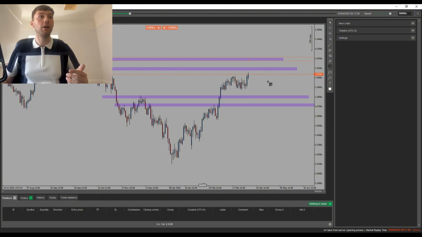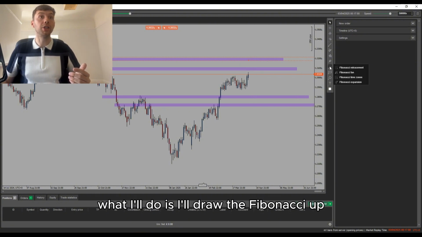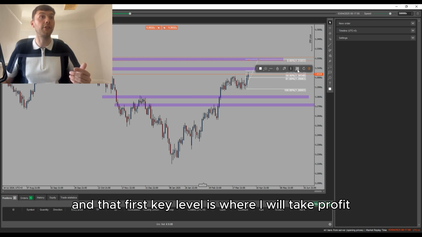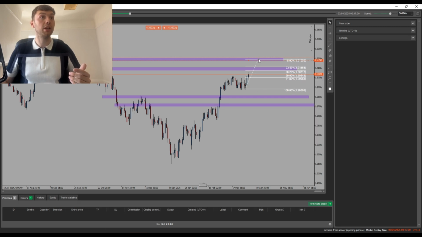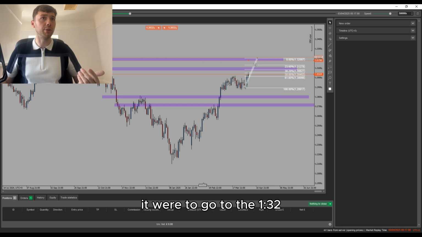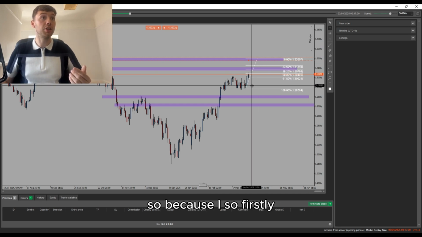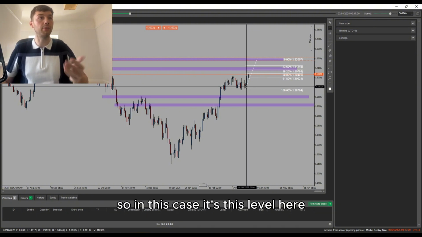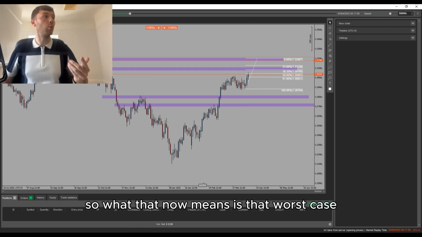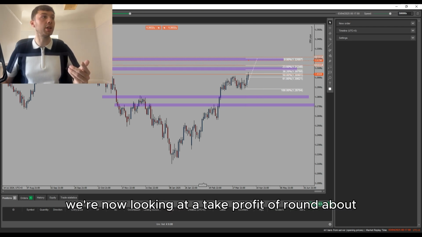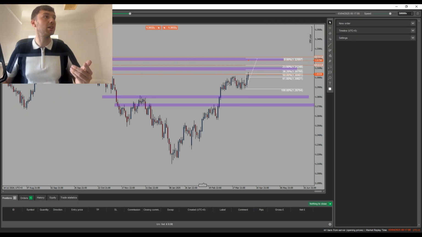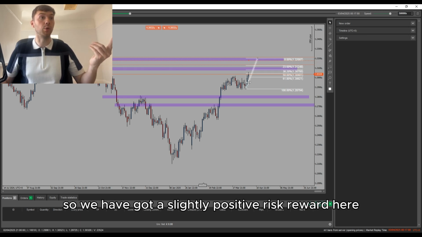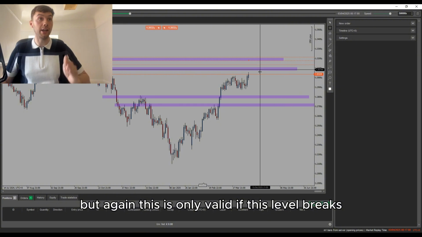Because this is the first area of struggle, I'll draw the Fibonacci up, and whichever comes first out of the 23 and that first key level is where I will take profit. Let's just say, for example, it were to go to the 1.32. Where you want to draw your fib levels is the very start of the move up. In this case, it's this level here. So worst case, we're looking at a take profit of round about 45 pips, 43 pips. So we have a slightly positive risk reward here. But again, this is only valid if this level breaks.